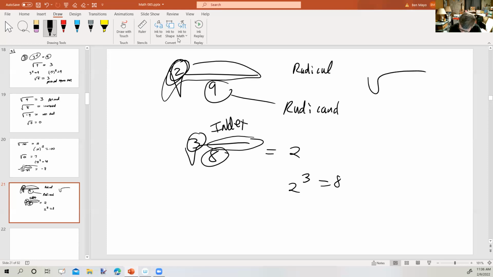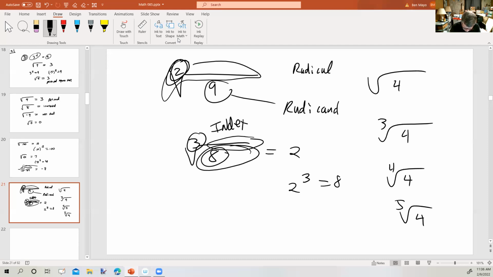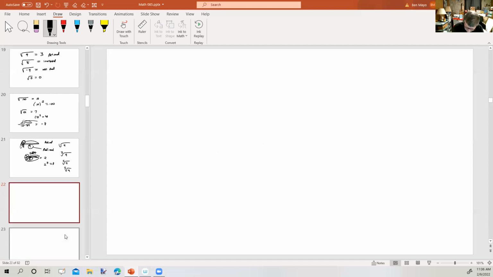So this implies the square root of 4. This would be the cube root of 4, the fourth root of 4, the fifth root of 4, etc. But again, a radical is a grouping symbol, so you do everything inside before you take the square root or the cube root or whatever.